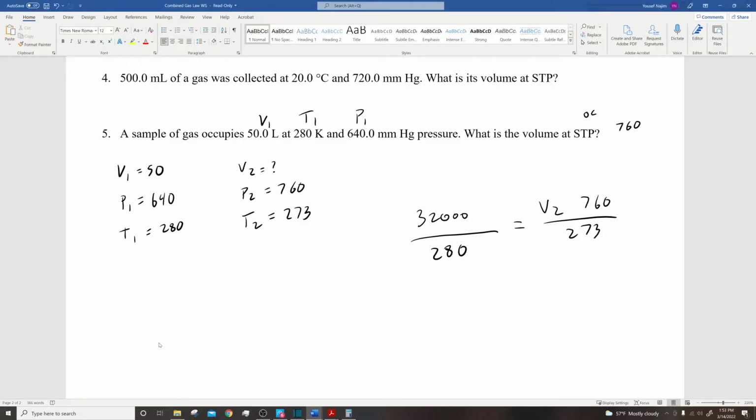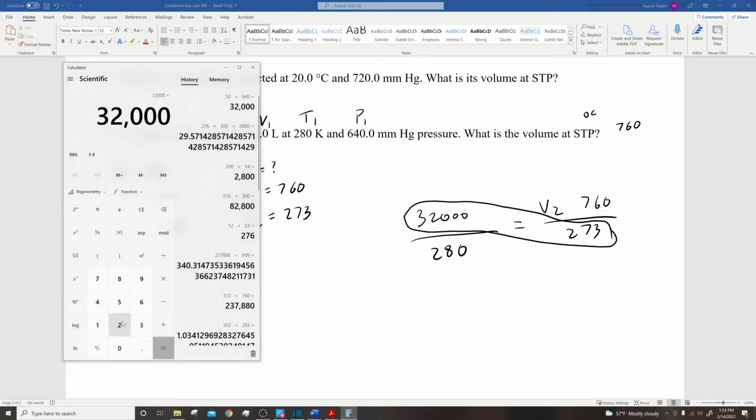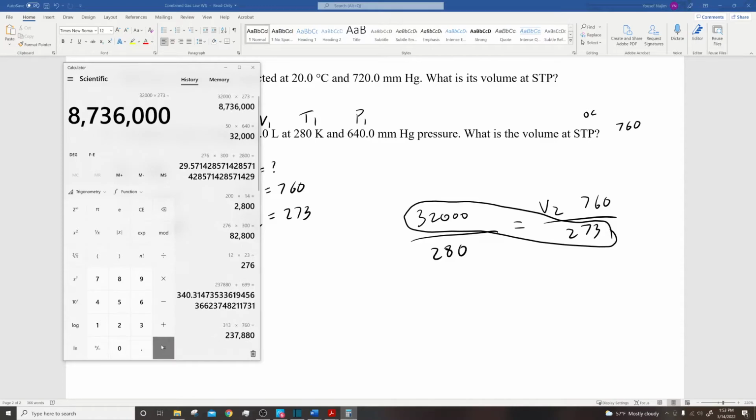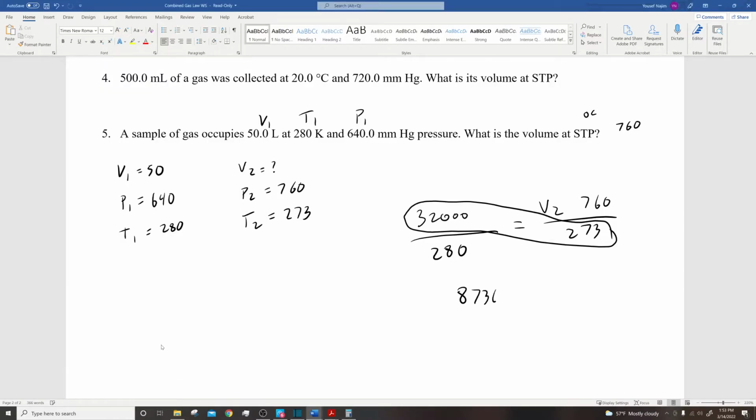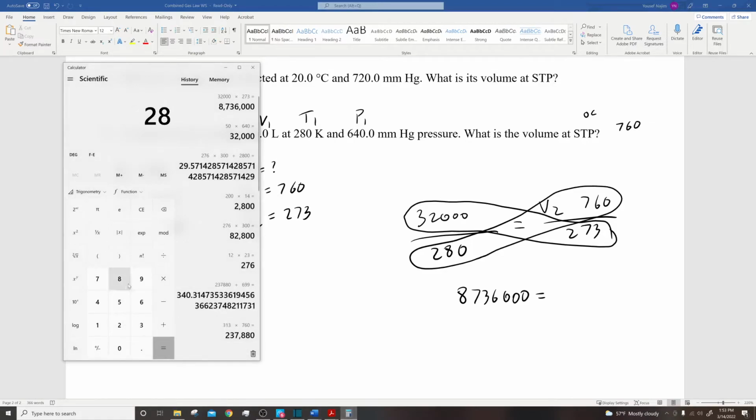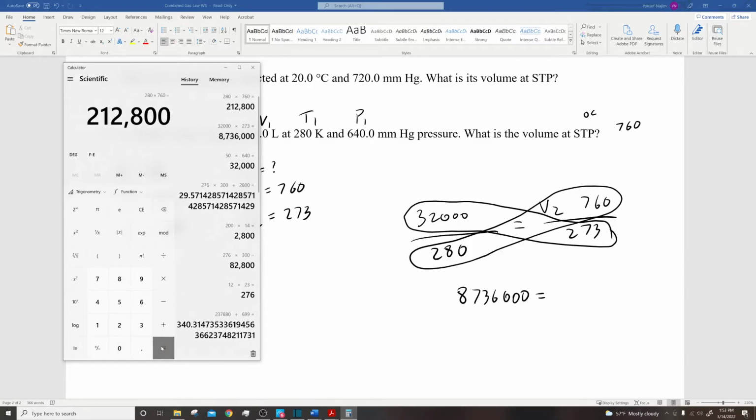And then now we're good to cross multiply. So 273 times 32,000. That's 8,736,000. Bring down the equal sign. And then 280 times 760. And then that's 212,800.